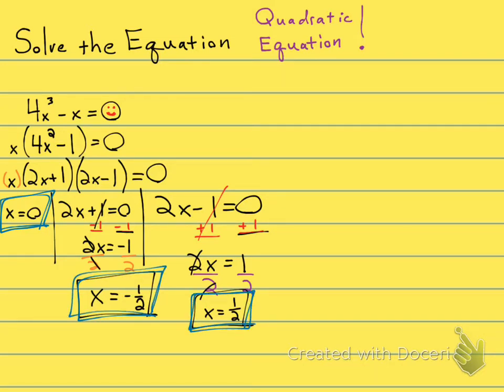And just a little hint, when you see this exponent of 3, you should expect a possibility of 3 answers. The way that you'd write this in a computer, it's going to say enter your answers separated by commas. So you could just put 0, negative 1/2, and positive 1/2. And don't forget that 0. A lot of people will forget that, but that's one of your possible answers.